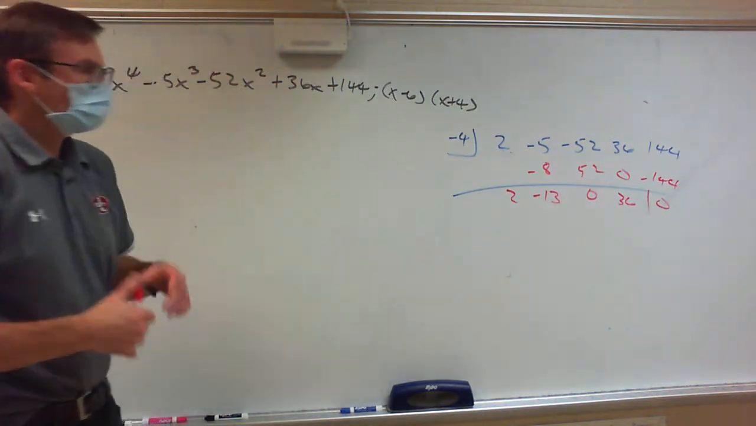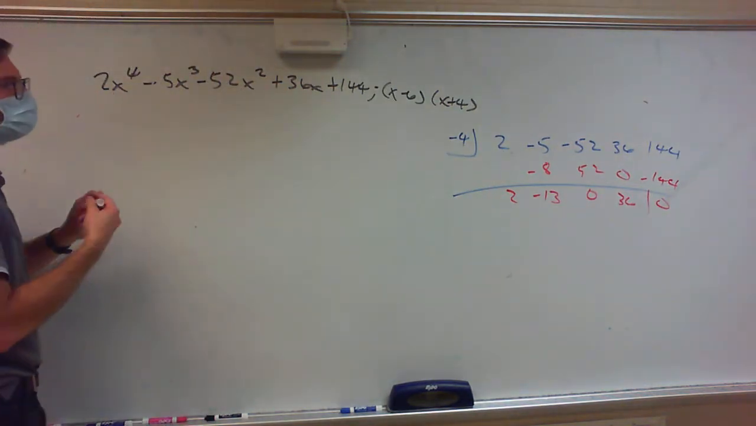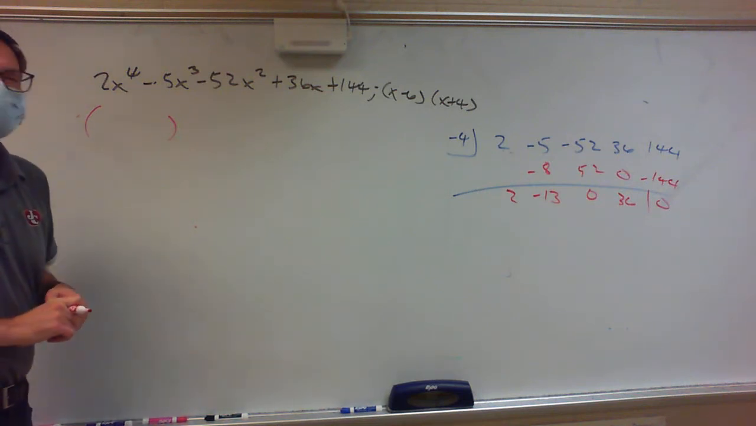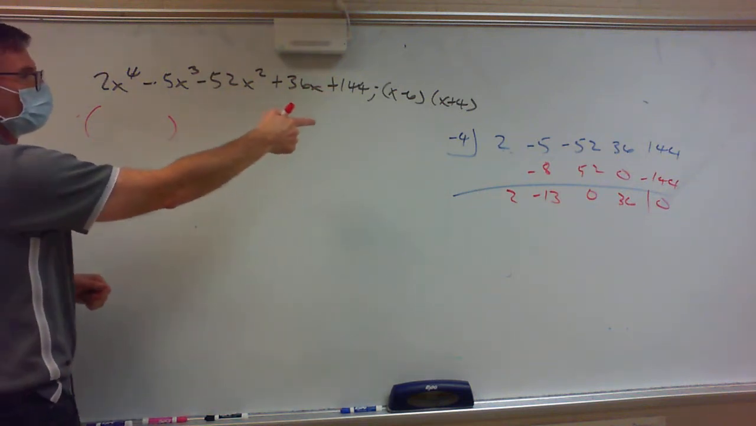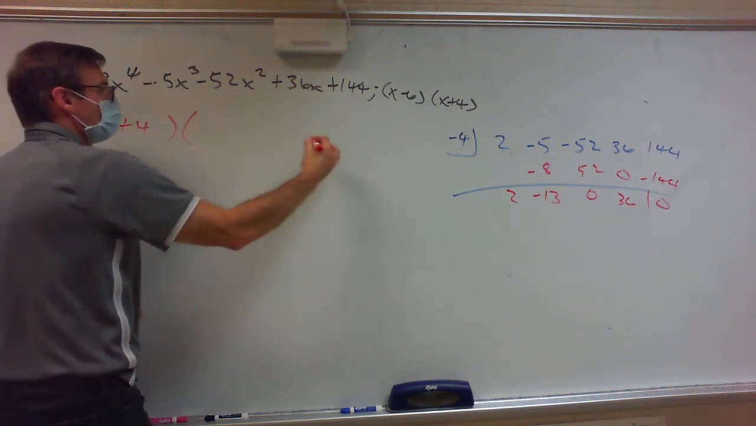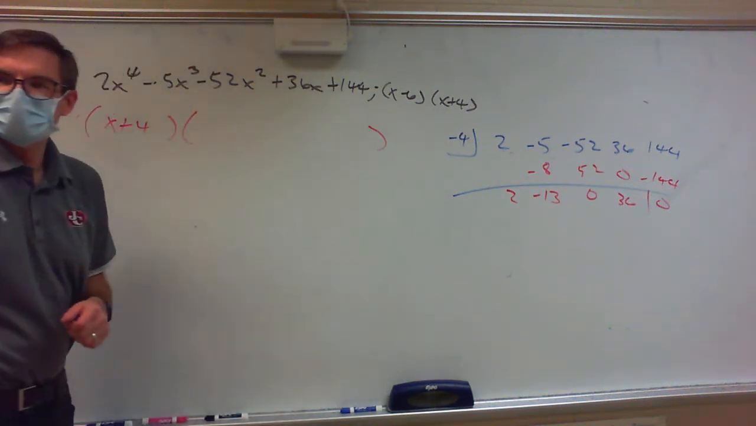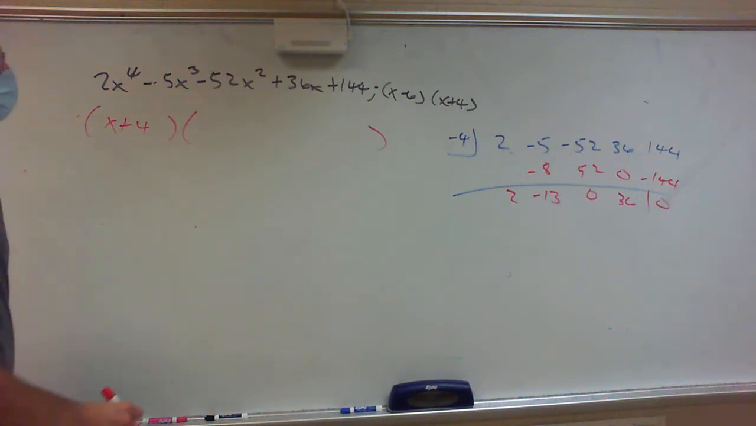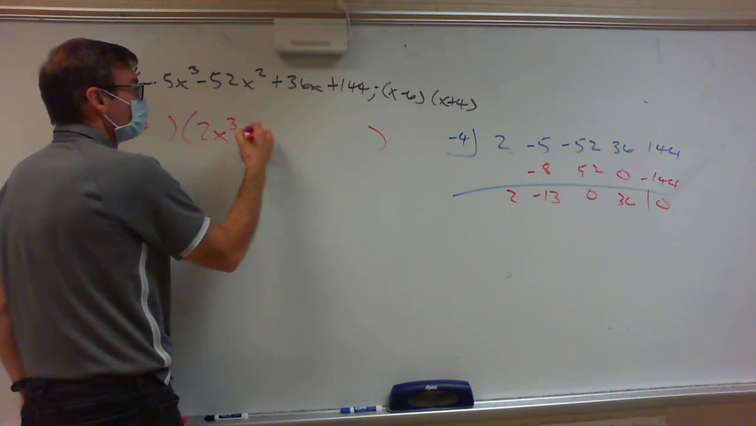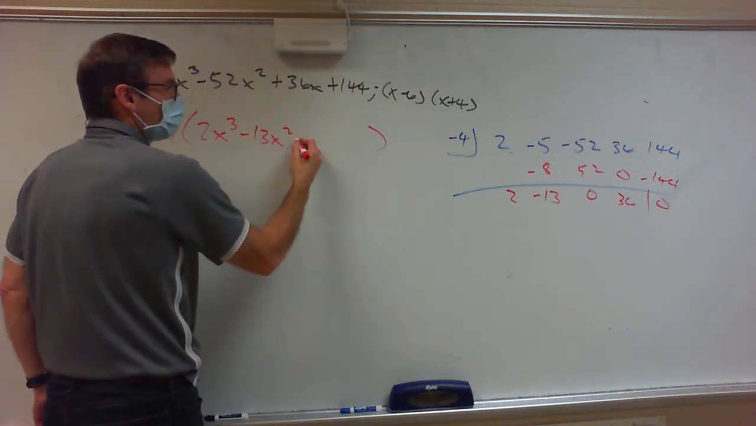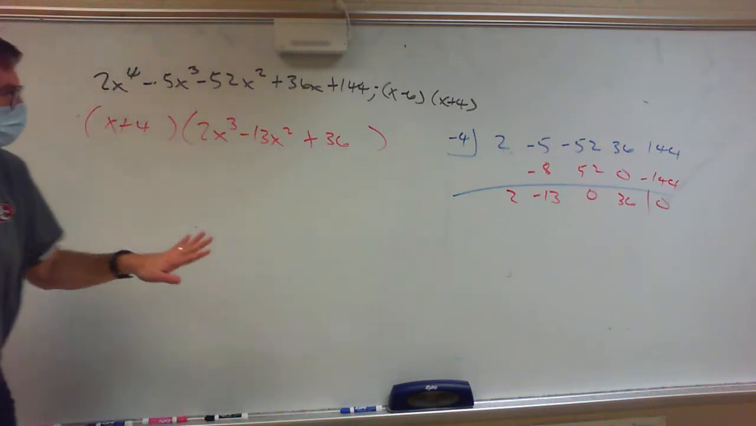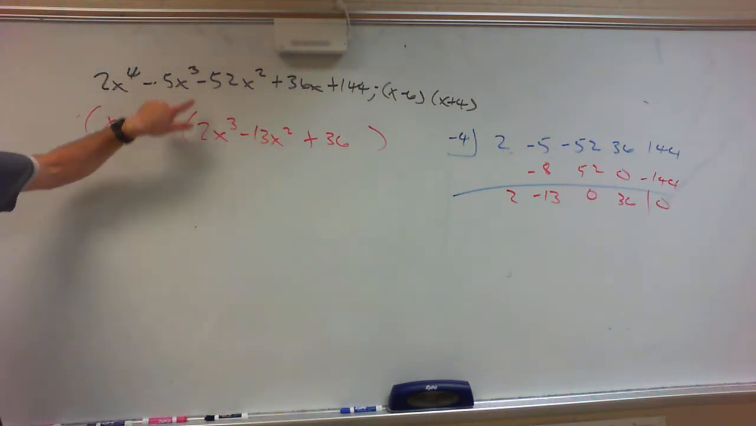All right, so let's keep track of what's going on. So this is going to factor as, what goes here? X plus 4, right? And what's going to go here? 2x squared. 2x cubed minus 13x squared plus 0 plus 36. And the claim is that if you multiply these 2 things together, you get this.